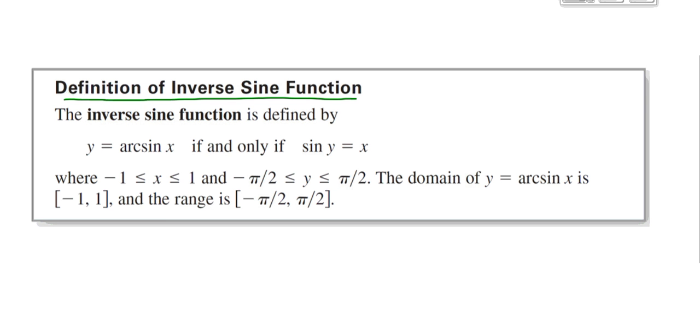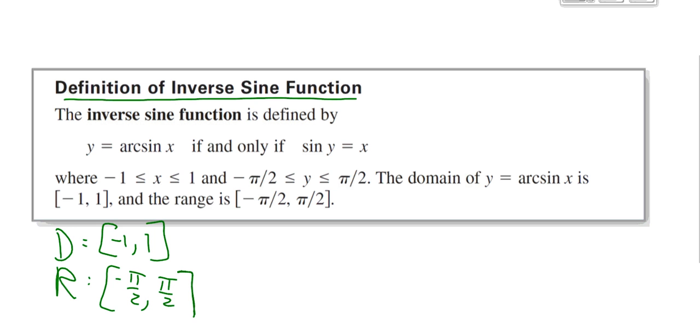That says negative 1 is less than x, which is less than 1, and negative pi over 2 is less than y, which is less than pi over 2. So what that means to me in this inverse function is that the domain goes from negative 1 to 1, including both of those, and the range goes from negative pi over 2 to pi over 2, including both of those.